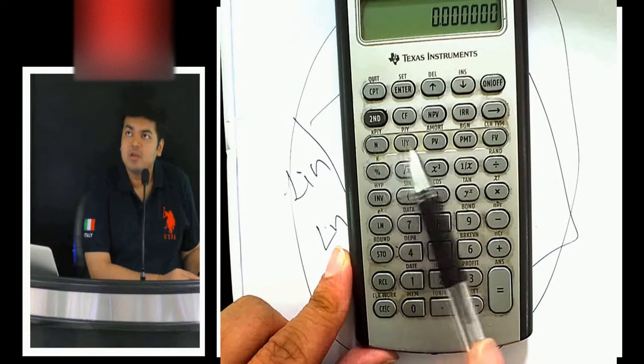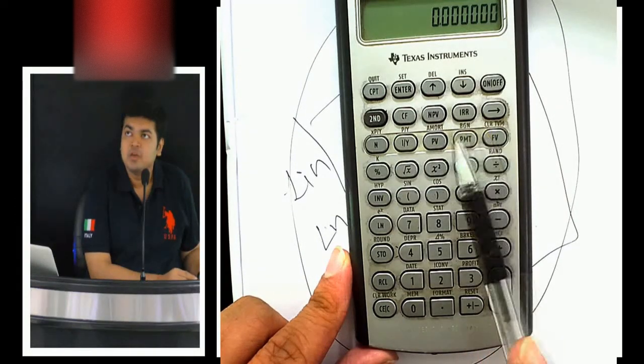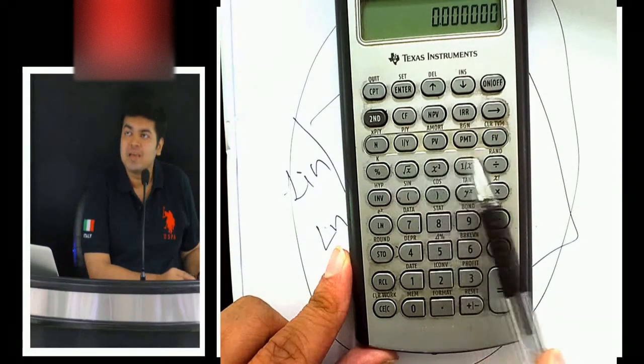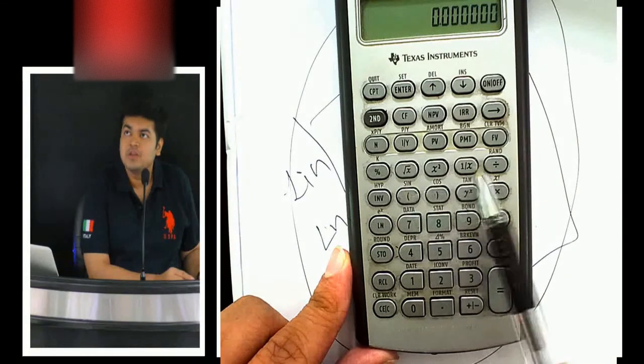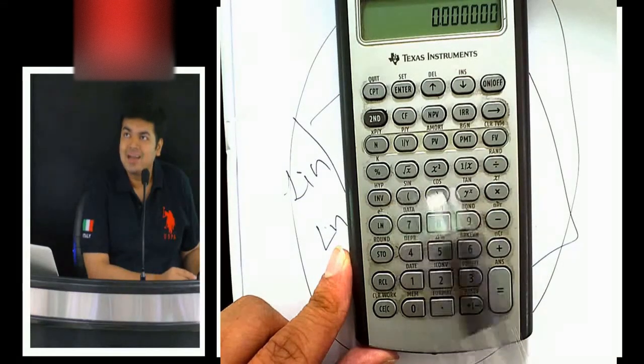You definitely need to know the N, I/Y, PV, PMT, FV. You need to know the BGN mode and the clear TVM. You need to know the percentage, root X, X square, etc. You need to know all these functions. Random, not very important. I'll get back to this.